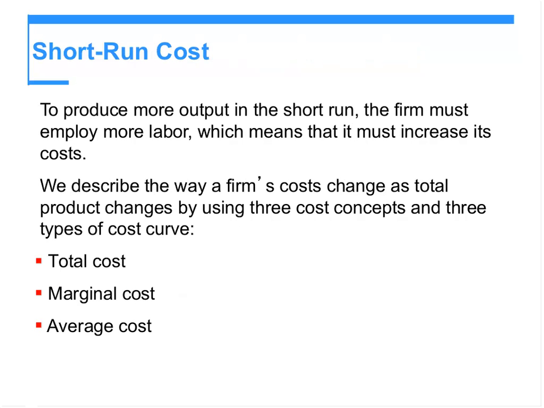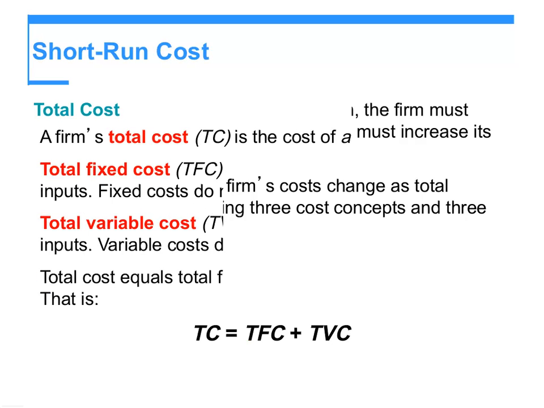So to produce more output in the short run, the firm must employ more labor, which means that it must increase its cost. Okay? Because we are talking about having more output in the short term, as you can remember, the firm must employ more labor, and that means more cost. We describe the ways the firm's cost changes as total product changes by using three cost concepts and three types of cost curve: the total cost, marginal cost, and average cost. Like product, where we have total product, marginal product, and average product, we have the same thing for cost as well. So for cost, we can show it this way.